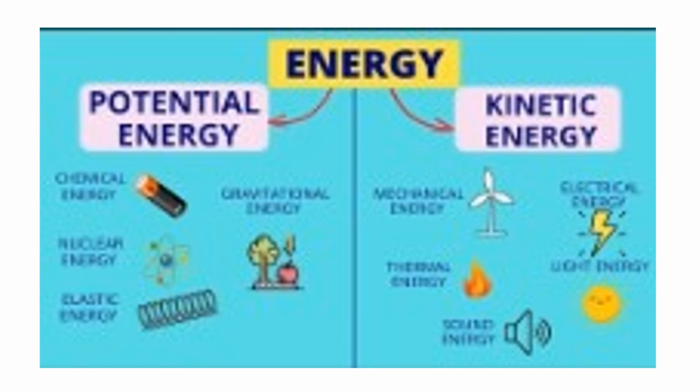Kinetic energy is the energy possessed by an object in motion. Forms of kinetic energy: mechanical energy, thermal energy, light energy, electrical energy, and sound energy. Mechanical energy is the energy of an object due to its motion or position. The sum of an object's kinetic energy and potential energy, like a moving car and a windmill.